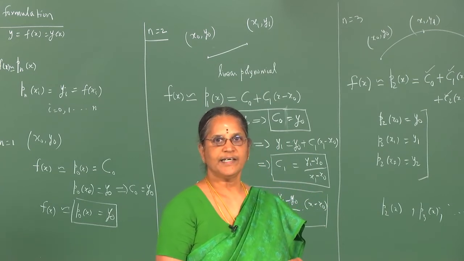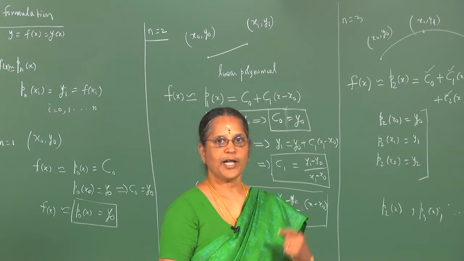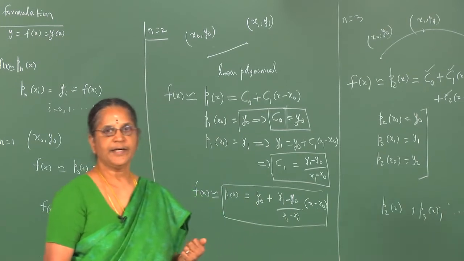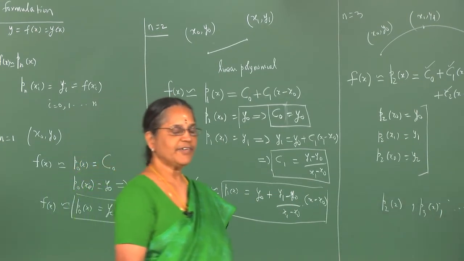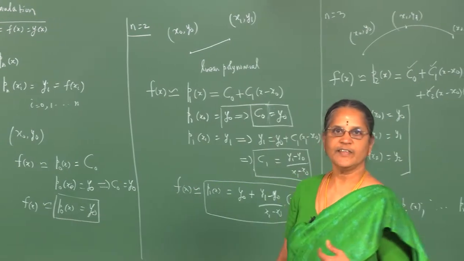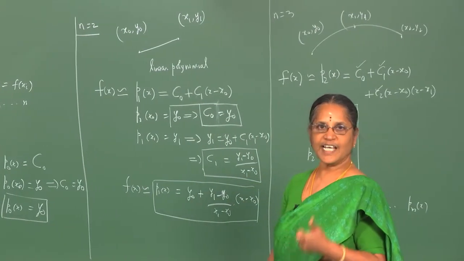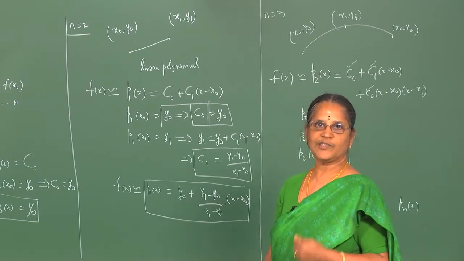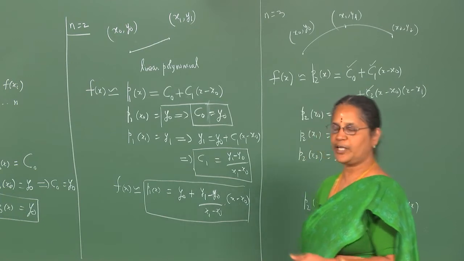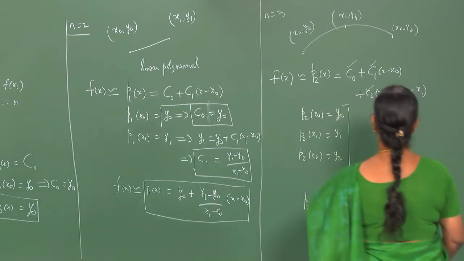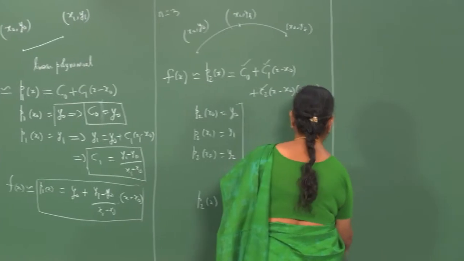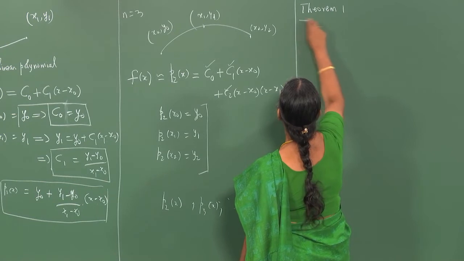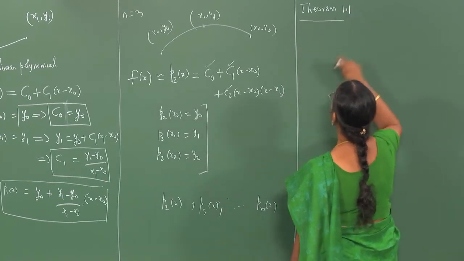The question now is, is this polynomial a unique polynomial that interpolates the given data? So, we would like to now give a result that shows that a polynomial does exist having this property, and that this polynomial so constructed is a unique polynomial. So, we present this result in the form of the following theorem. So, the result is as follows. Let us call this theorem 1.1.